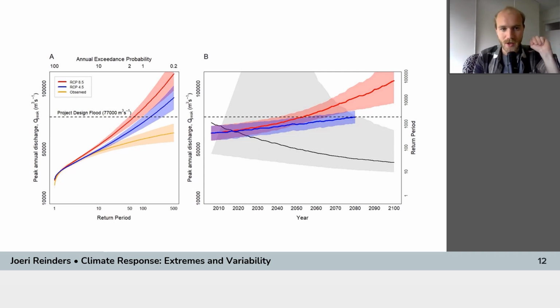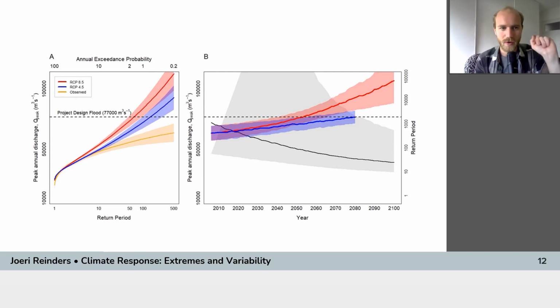We see three lines, the yellow line being the observed data that you had seen before. And we can see that based on the observed data, the project design flood is not being crossed on a 500-year, 100-year, or 50-year flood. So that's pretty safe. That's really nice. And that makes sense because, of course, the water managers, the engineers that built this structure took this into account. They had to look at the observed data to see how much they had to build for. If we, however, look at the blue and the red line, we see future model data.